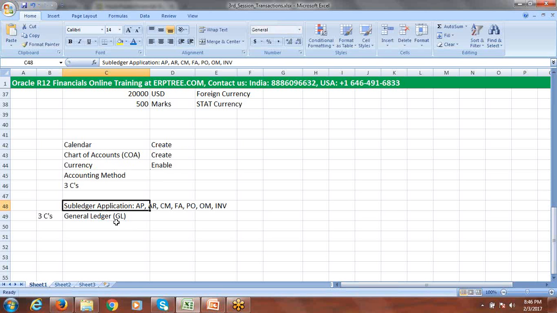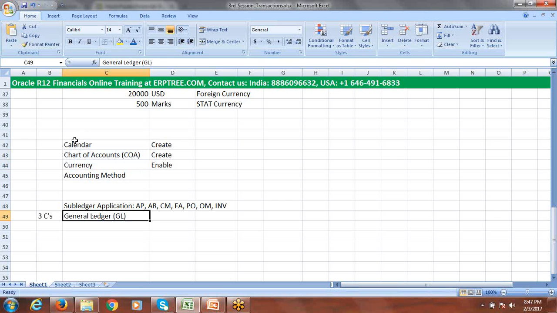So the simple point here is to record the transaction in the general ledger application, 3Cs are enough, these three. But if you want to record the transaction in any one of these subledger applications, along with these 3Cs, what do we need? Accounting method. Accounting method is required. So by using these four, we can record the transaction. By using the first three, we can record the transaction here.